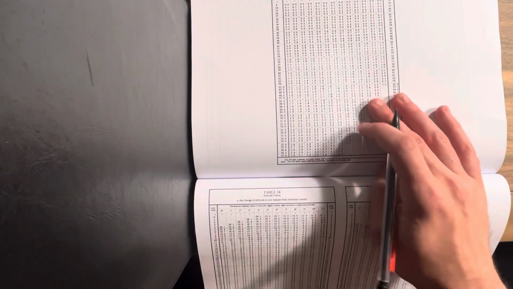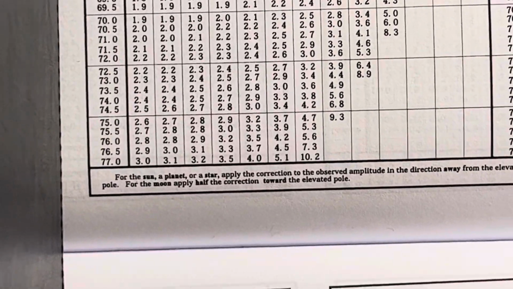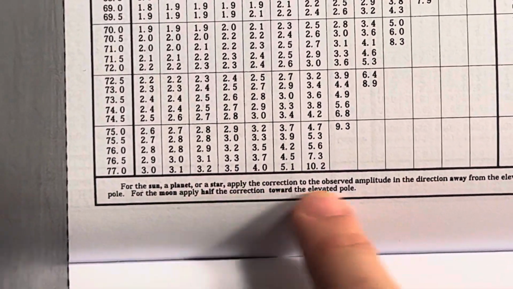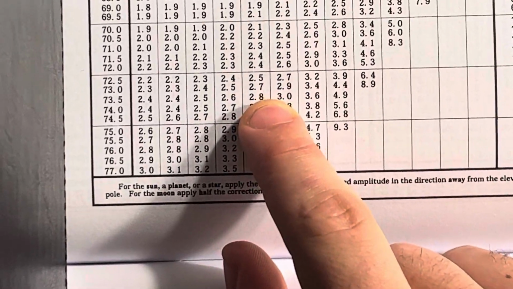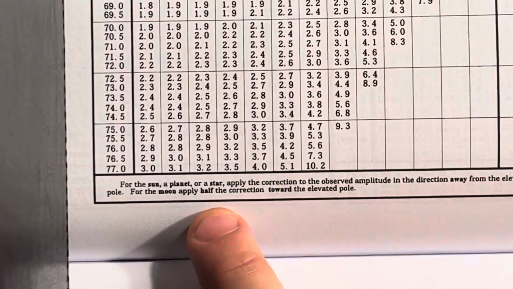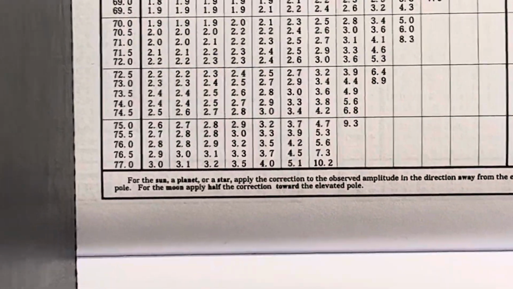But then when you get to the correction table here, you can see in this case, it instructs you that for the moon, you're going to take whatever correction you found and divide it by 2, so you're going to take half of the correction, and you apply it towards the elevated pole. So, whereas for the sun, or for a planet, or for whatever you might be measuring, I said that if it was in the north, you would apply that correction to the south. For the moon, you're doing the opposite. If it's in the north, you're applying that correction to the north, and you're dividing that correction by 2.